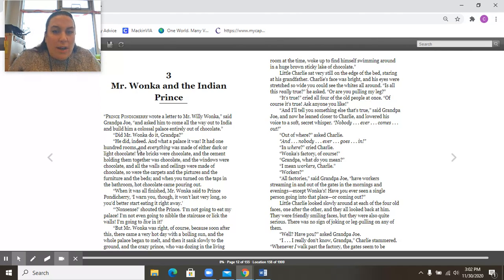It had 100 rooms and everything was made of either dark or light chocolate. The bricks were chocolate, and the cement holding them together was chocolate, and the windows were chocolate, and all the walls and ceilings were made of chocolate. So were the carpets and the pictures and the furniture and the beds. And when you turned the taps in the bathroom, hot chocolate came pouring out.